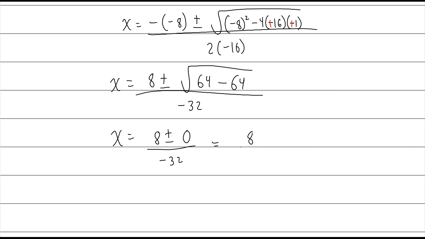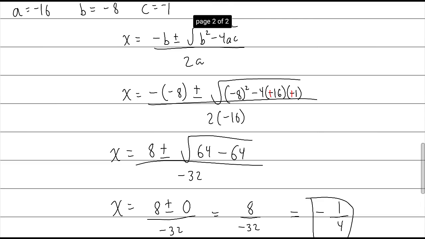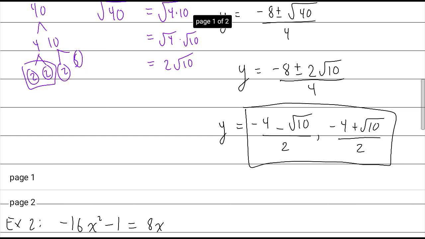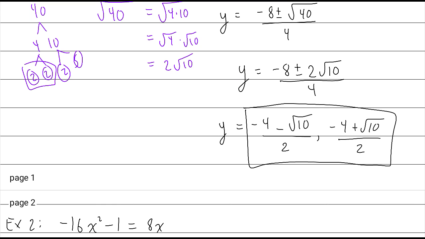8 over negative 32. This is going to work out nicely, right? Because I can simplify that. 8 over negative 32 is negative 1/4. Okay, so notice we ended up with only one solution here, right? And in the last example, scrolling up, we ended up with 2 solutions, right?